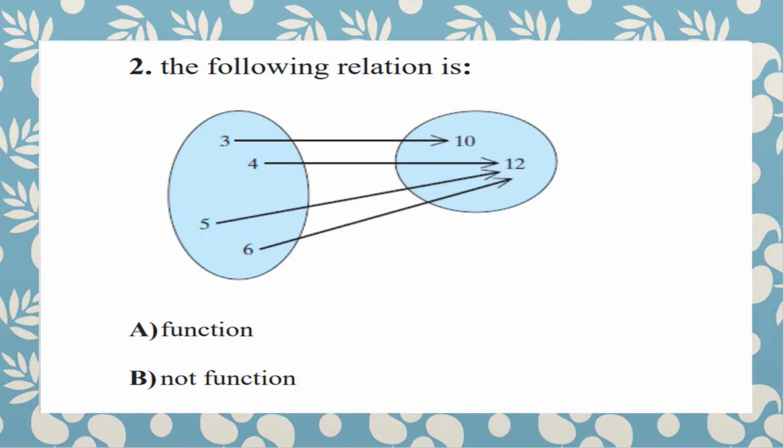Question number 2. The following relation is function or not function. As you see here in the domain, each element corresponds to only one element in the range. So this is a function, and the correct answer is A.